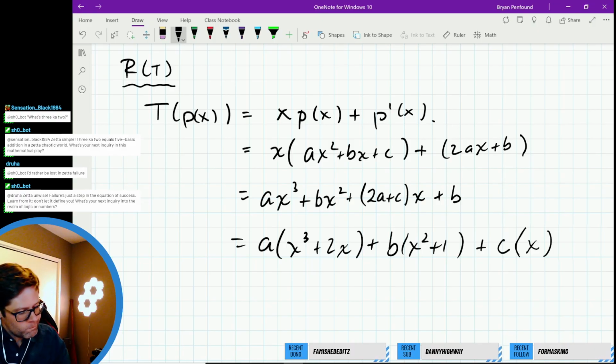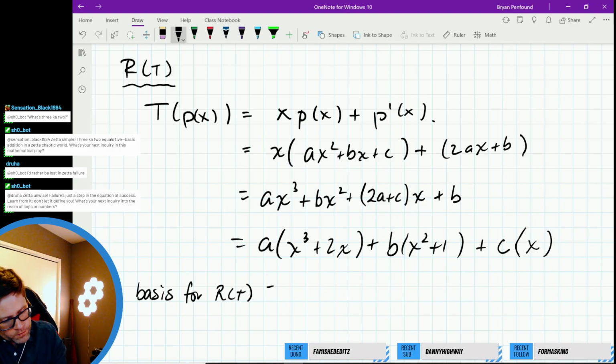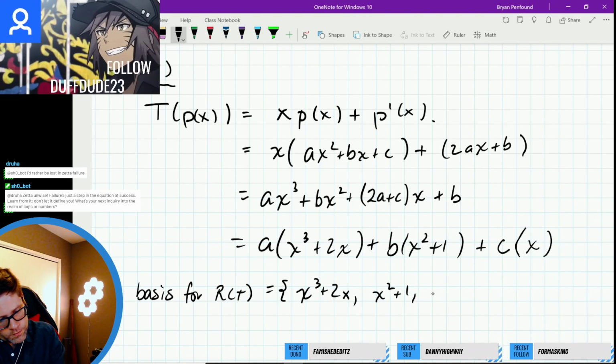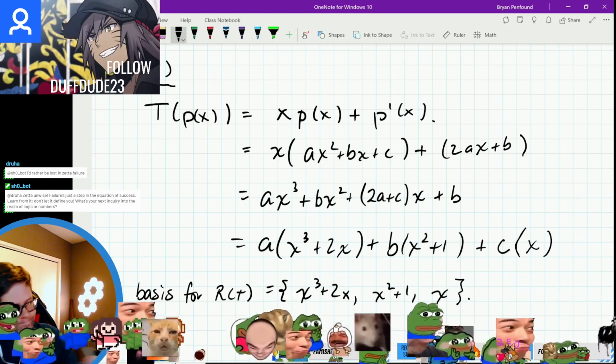unwise. Failure's just a step in the equation of success. Learn from it. Don't let it define you. What's your next inquiry into the realm of logic or numbers? Oh yeah? Prepare to be iterated.